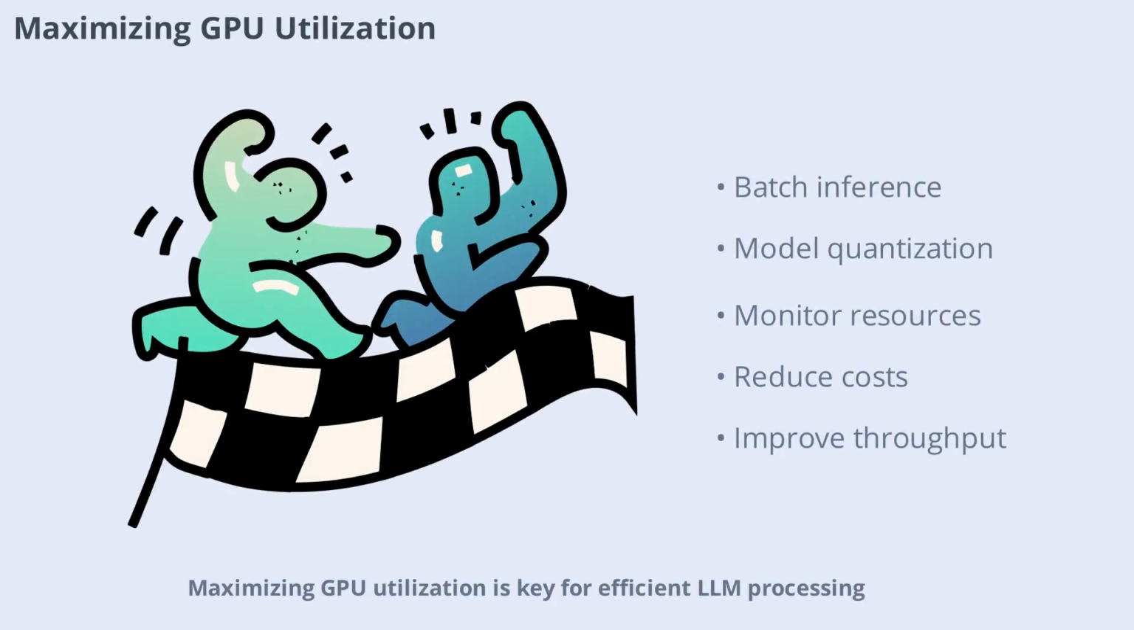Maximizing GPU utilization is key for efficient LLM processing. Use batch inference to aggregate requests, optimize model quantization, and monitor resource allocation. These practices reduce per-token costs and improve throughput, especially in high-volume environments.